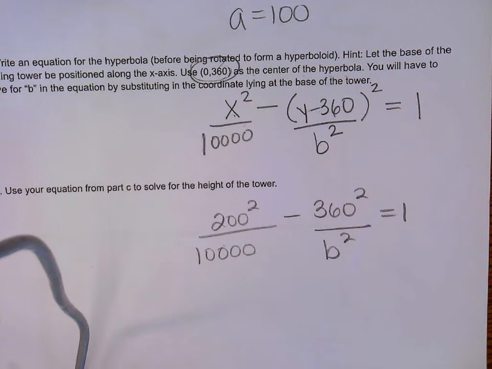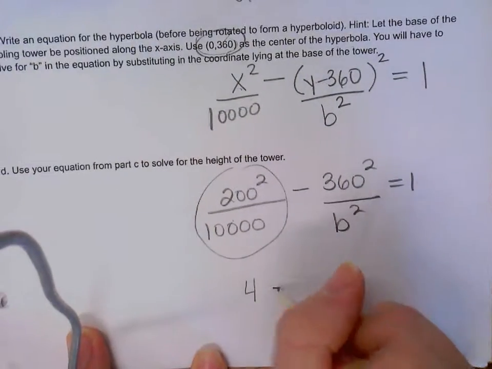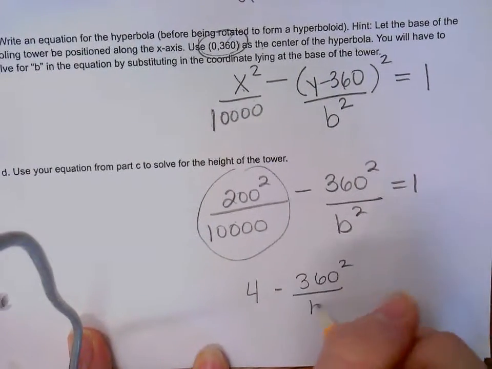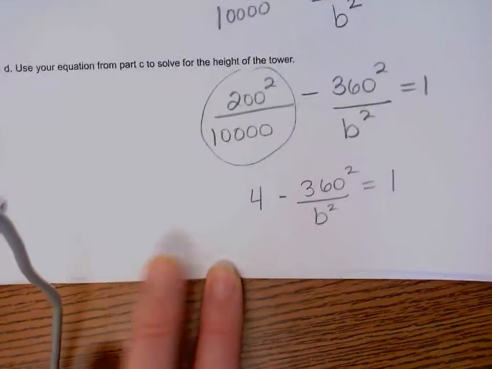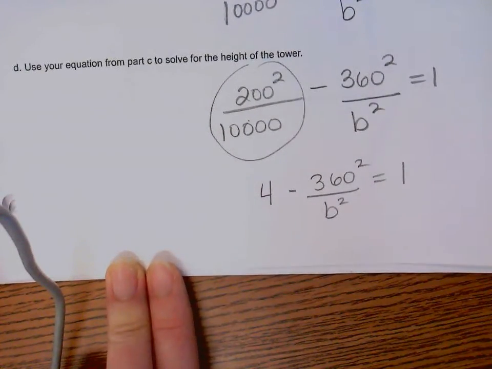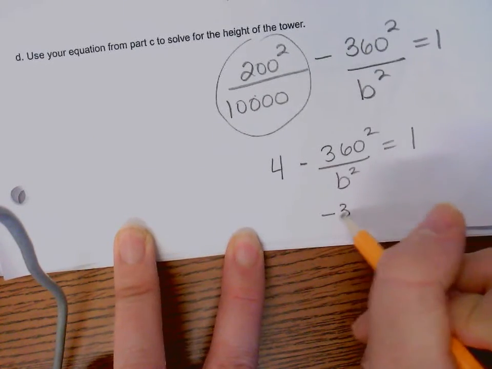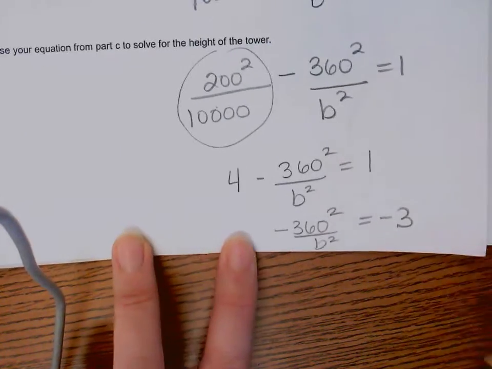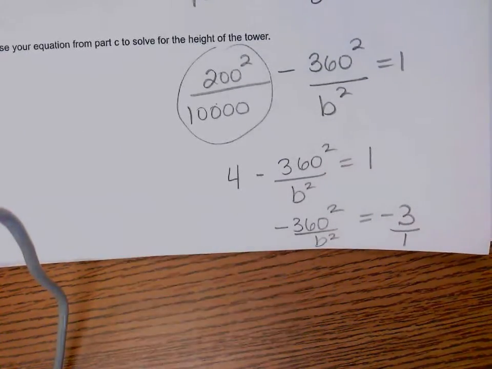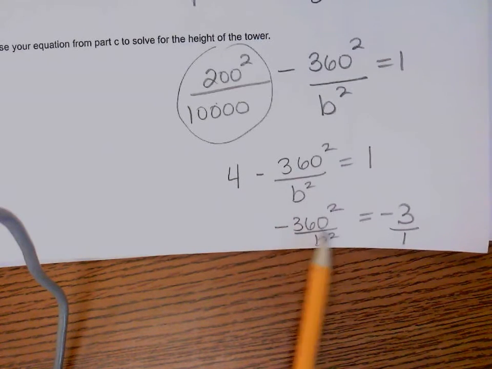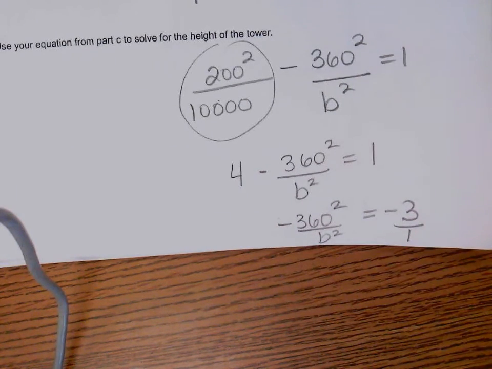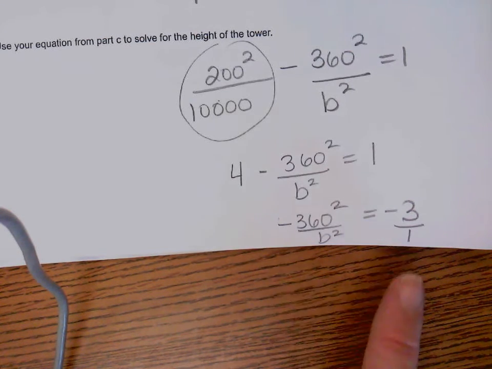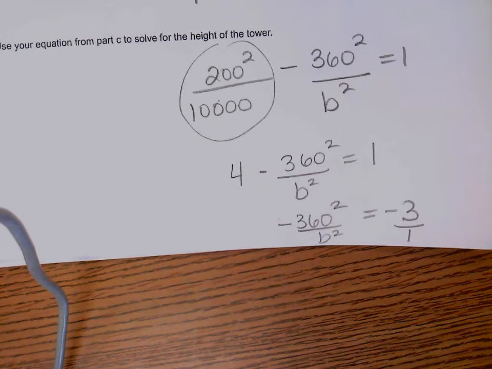And then we're going to use our equation to solve for the height of the tower. Notice this is really 4 minus 360 squared over b squared equals 1. So that's not too bad, right? Subtract the 4 to the other side, now you have negative 3. So you're solving negative 360 squared over b squared equals negative 3, which you could make negative 3 over 1, so you could cross multiply, right? This times this divided by negative 3. So you're really doing negative 360 squared times 1 divided by negative 3 gives you b squared.